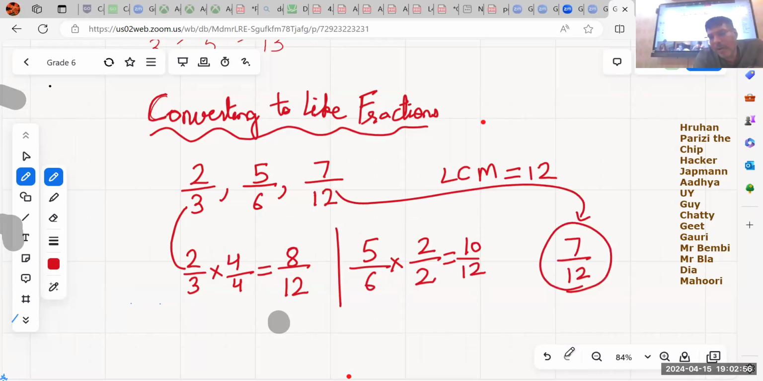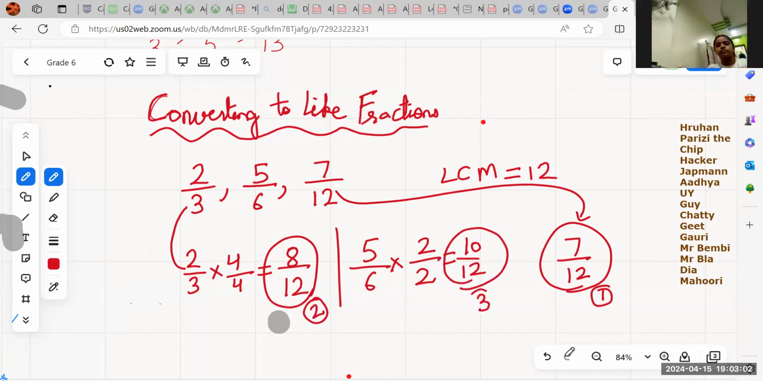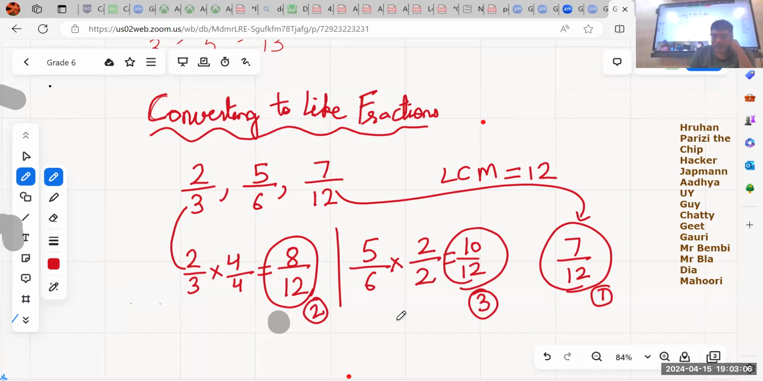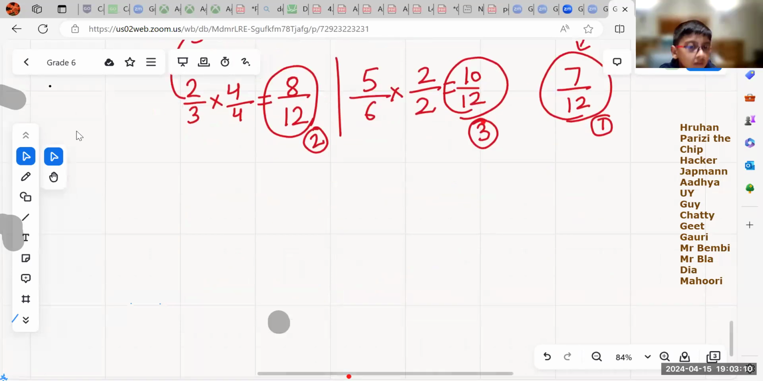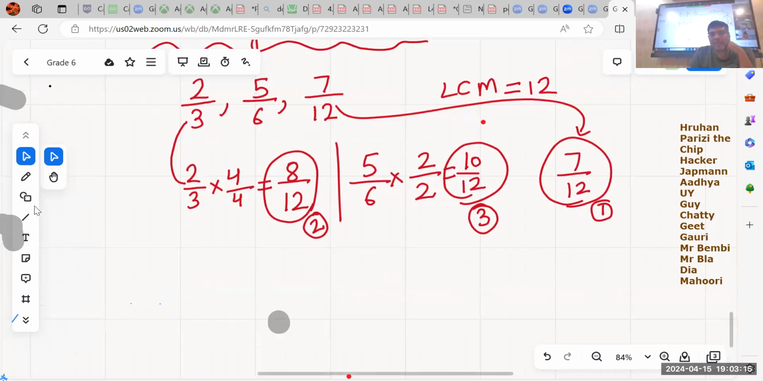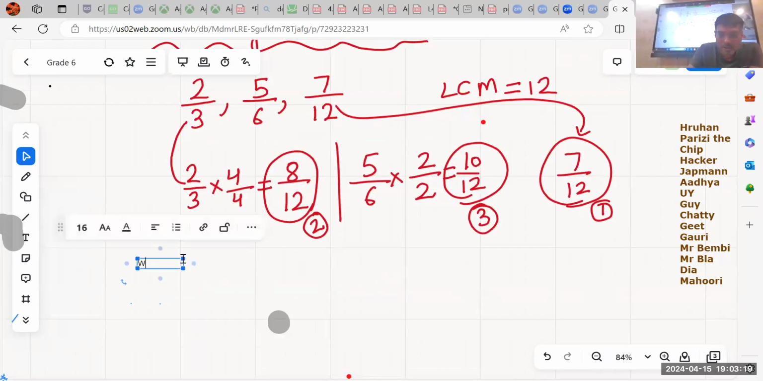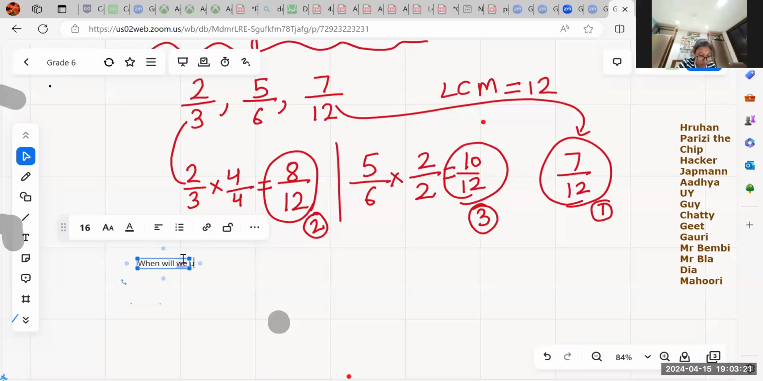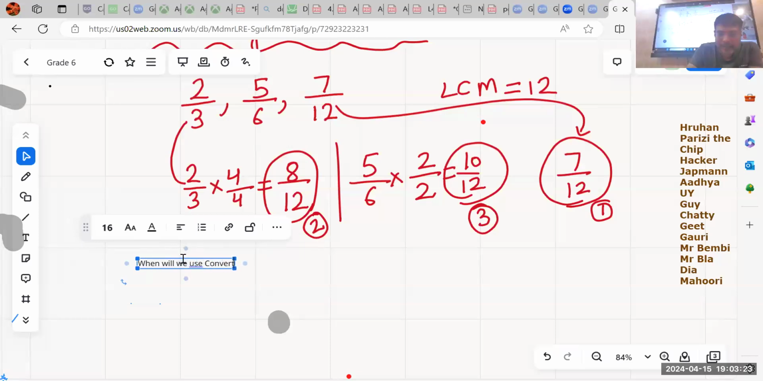So this is my smallest. This number 1, this is my number 2, this is my number 3. Got it? Yes or no? Yes, sir. So, sir, 10 by 12 is the largest number. Yes. 10 by 12 is the largest number. So can you guys tell me when will we use converting to like fractions?